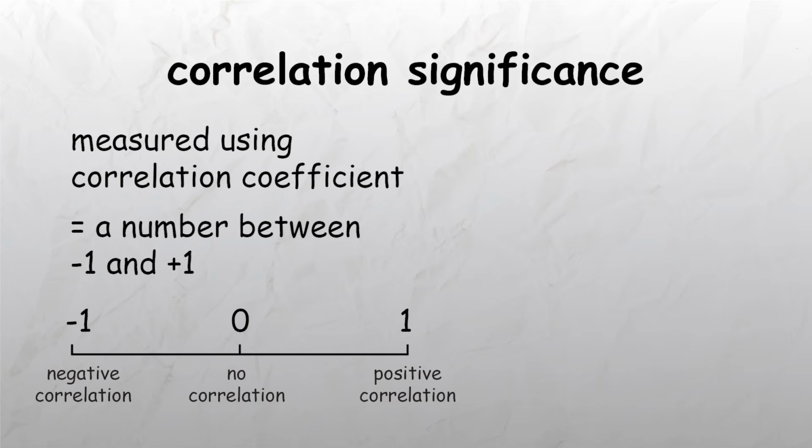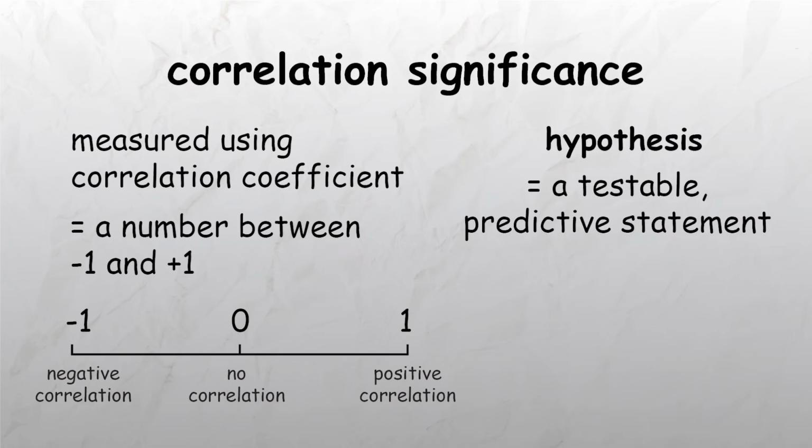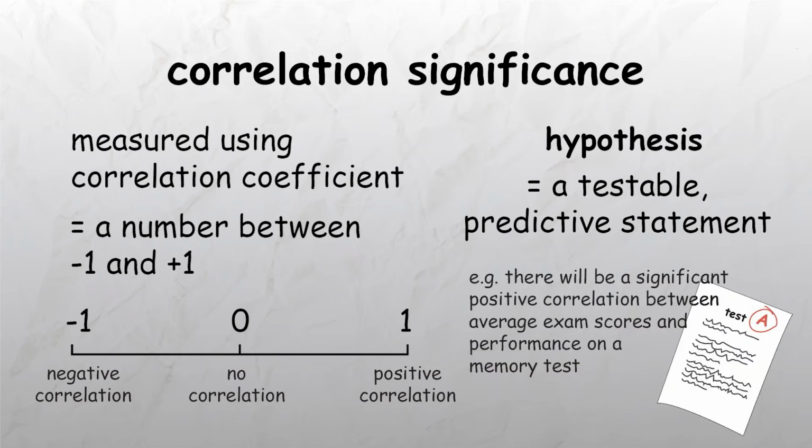When carrying out a correlation analysis, it is expected that the researcher will start with a hypothesis, which is a testable predictive statement. The hypothesis will state what the researcher expects to find out about the relationship between 2 variables. For example, that there will be a significant positive correlation between average exam scores and performance on a memory test. It is important that the 2 variables are clearly stated in the hypothesis.